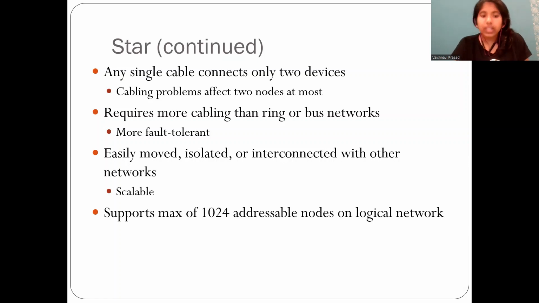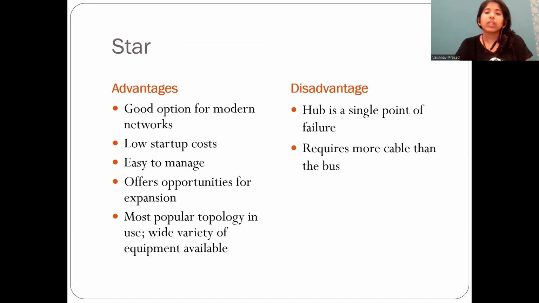It's more fault tolerant compared to bus, and star is more fault tolerant, easily moved, isolated, or interconnected with other networks. Scalable, supports maps of 1024 addressable nodes on a logical network. Now here are the advantages and the disadvantages. Good option for modern networks, low startup cost, easy to manage, offers opportunities for expansion, most popular topology in use, wide variety of equipment available.